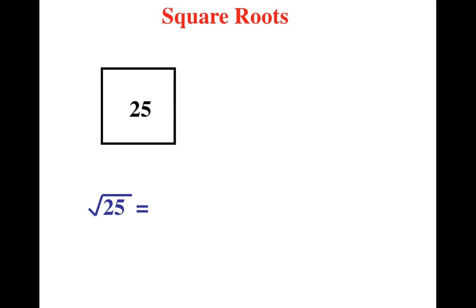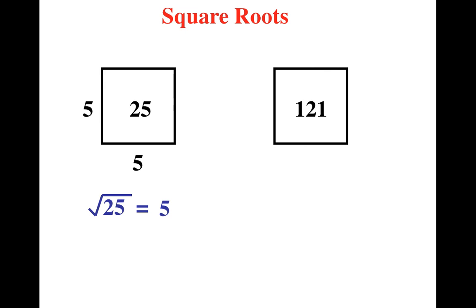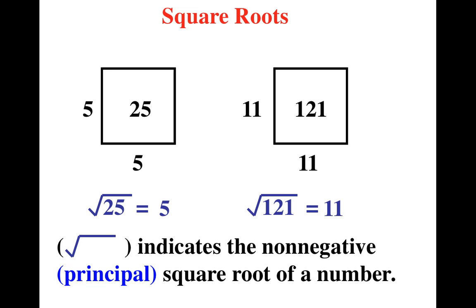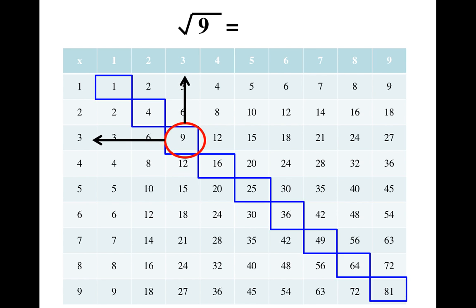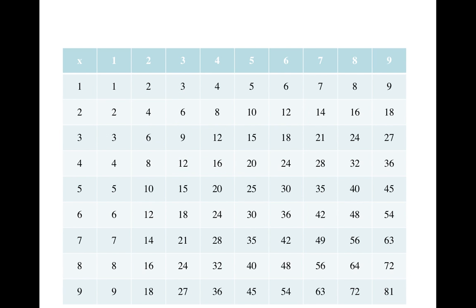Square root of 25, well that's 5 times 5, so that makes it nice and simple. Square root of 121, well that's easy, 11 times 11, so the answer is 11. But what if we don't get a perfect answer like these?